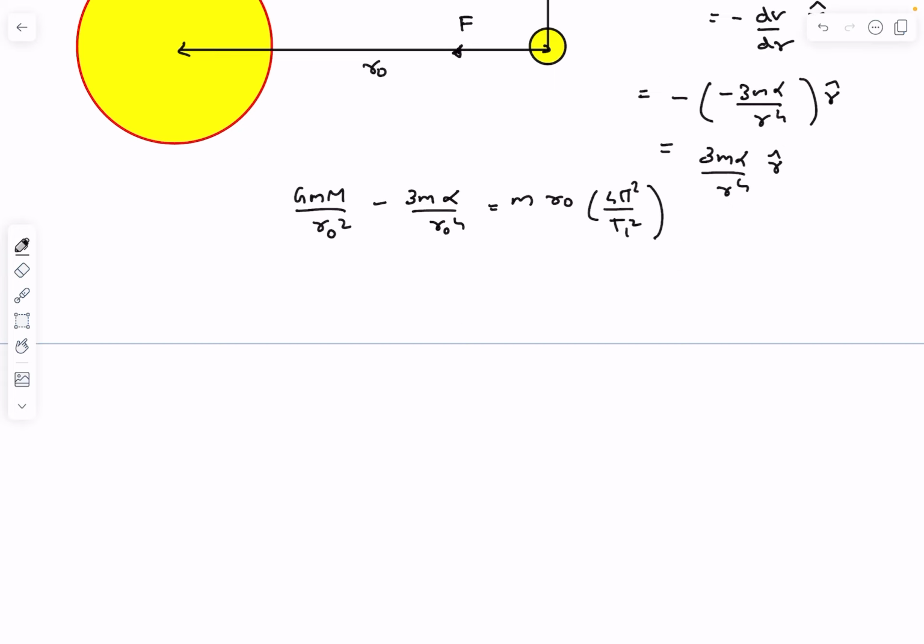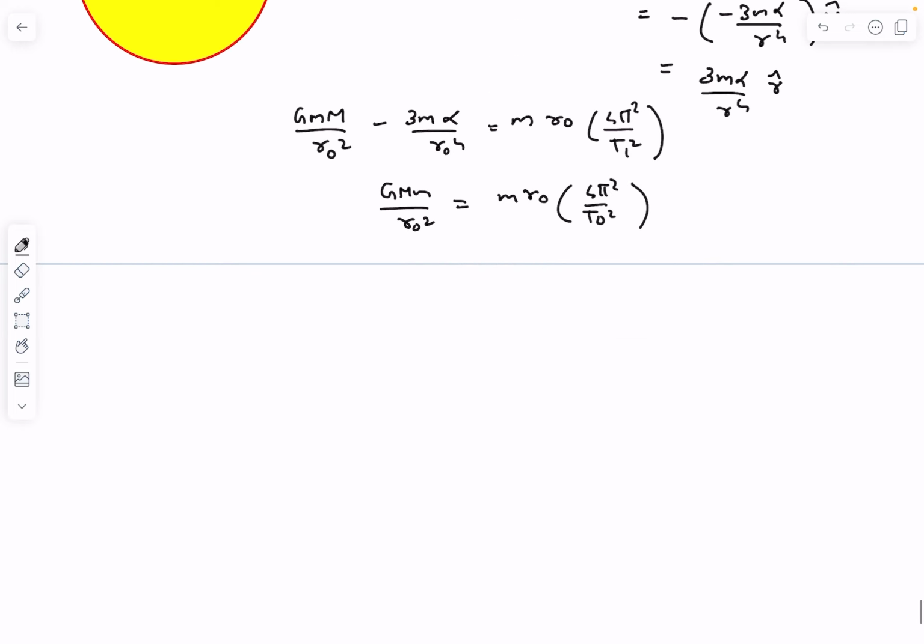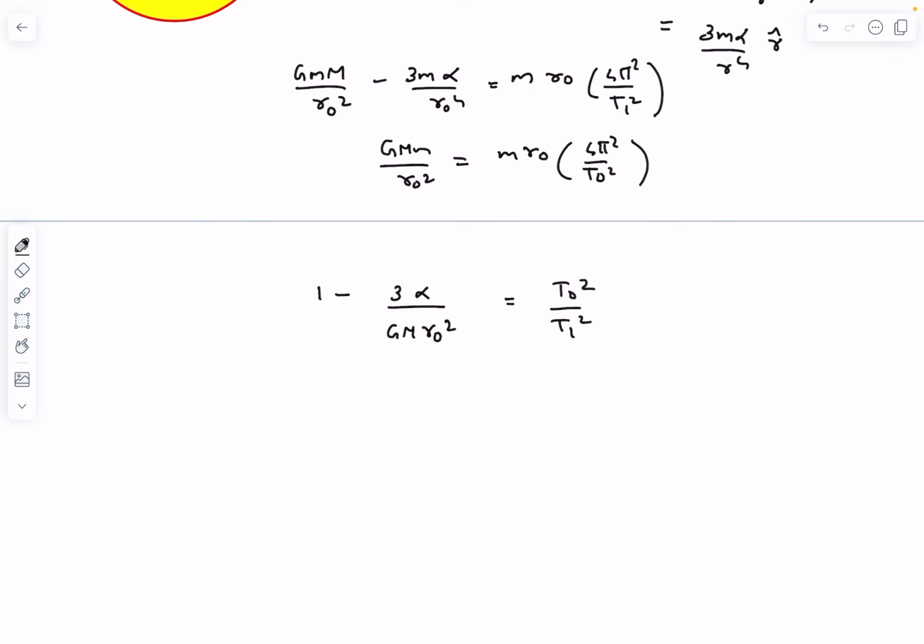So now in the first case, guys, the only difference is that the central force is 0. So we can just say G capital M small m divided by r naught squared equals m r naught 4 pi square divided by t naught squared. Now if I divide both of these terms, I'll get a ratio for t1 and t naught. Once I divide both of these equations, this is the expression that I get.